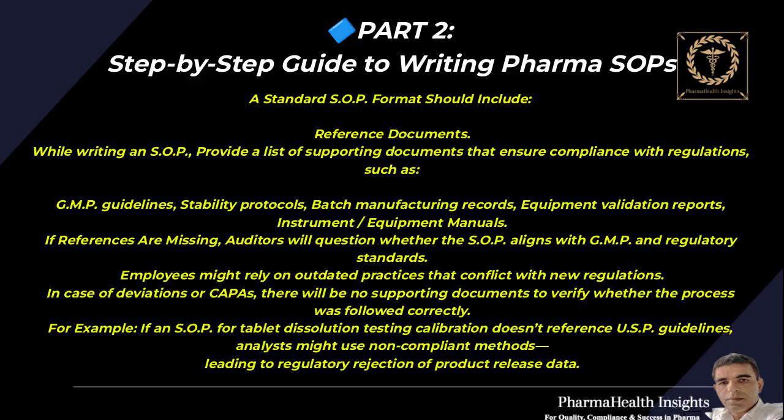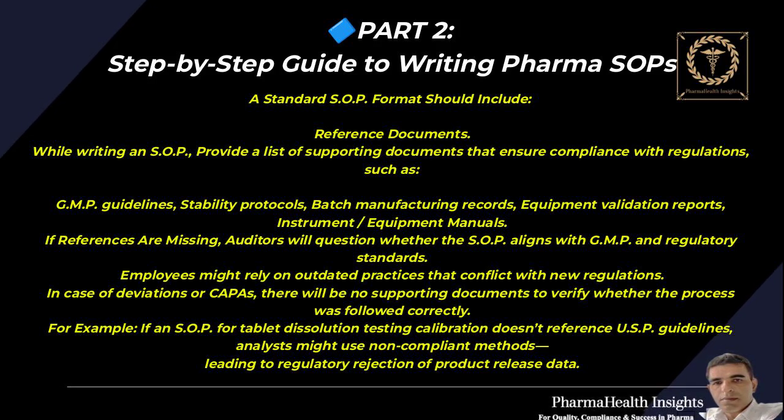If references are missing, auditors will question whether the SOP aligns with GMP and regulatory standards. Employees might rely on outdated practices that conflict with new regulations. In case of deviations or CAPAs, there will be no supporting documents to verify whether the process was followed correctly. For example, if an SOP for tablet dissolution testing calibration doesn't reference USP guidelines, analysts might use non-compliant methods, leading to regulatory rejection of product release data.